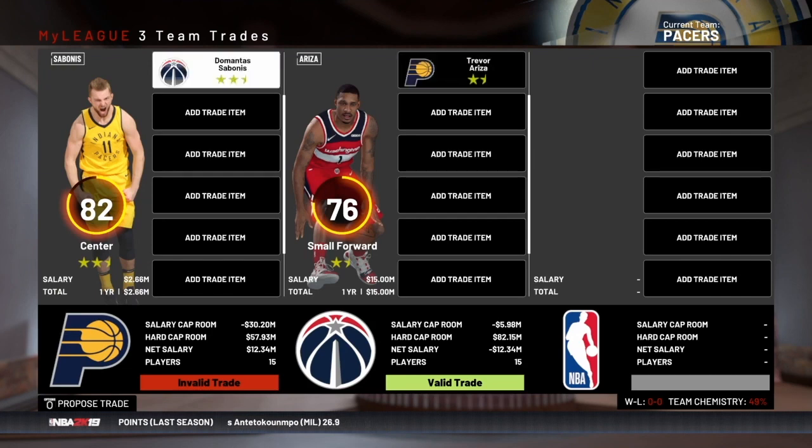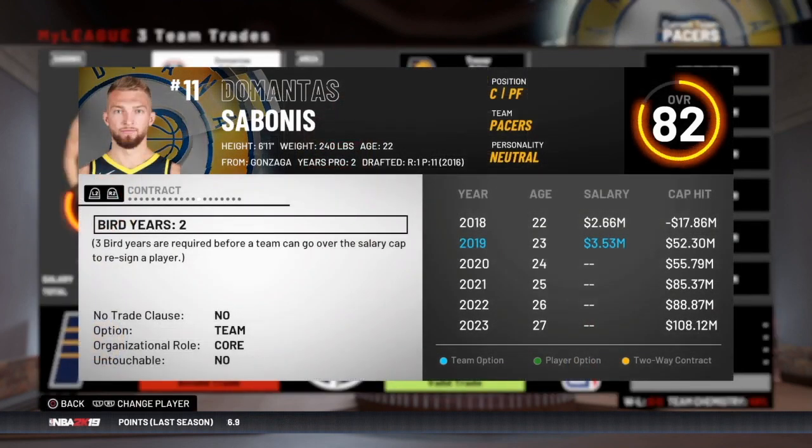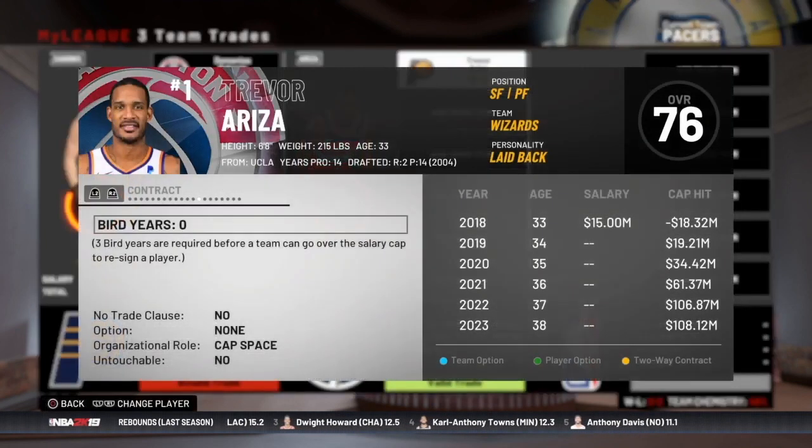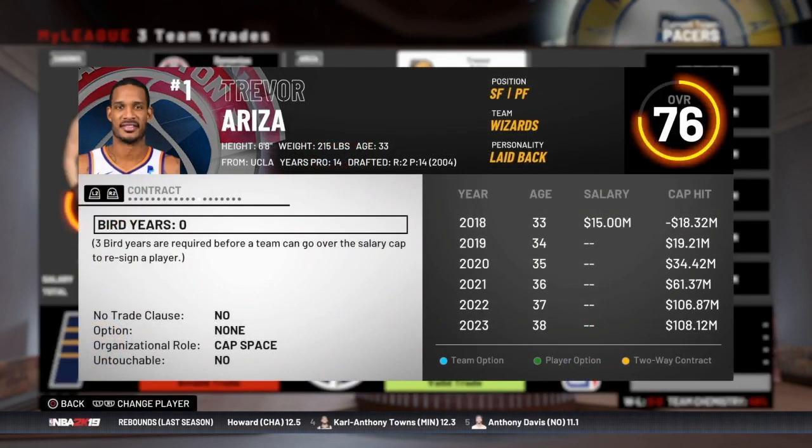And the reason it doesn't work is because Sabonis' contract is like $2.66 million and $3.53 million, which is around $6 million, where Trevor Ariza is around $15 million. So there's like a $9 million difference there. And because that range is too big, the system won't consider it a valid trade to get it to go through.